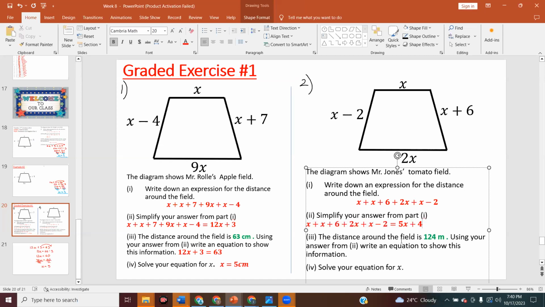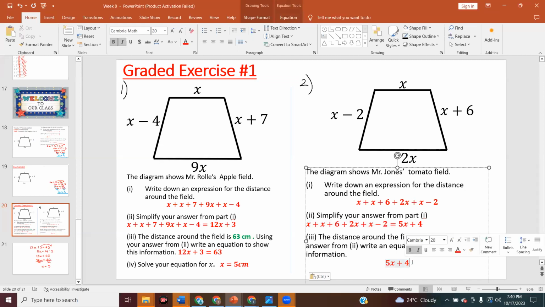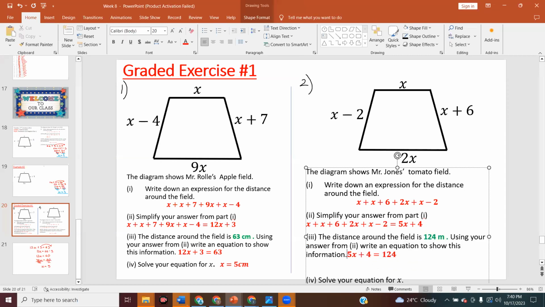Now we want the distance around the field. We want the equation for the distance around the field. So it's going to be what? 5x plus 4 is equal to what? 124. All right, and so that's that. Let me put this here. And now I'd say solve the equation for x.